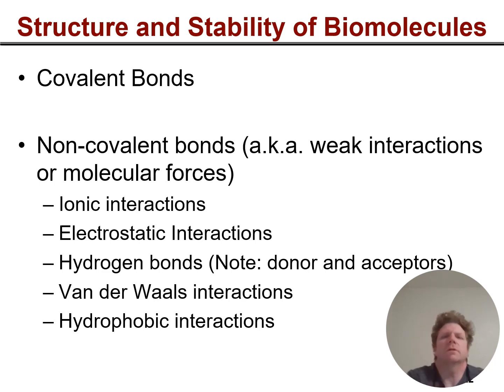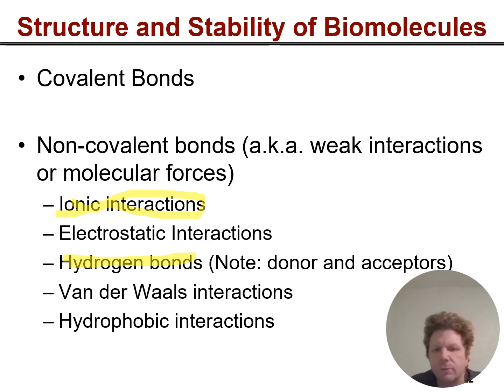Now, structure and stability of biomolecules. Covalent bonds are your strongest types of bonds. You can have multiple ionic interactions that give you a strong ionic bond, but I think it's helpful to go in with the mindset of, okay, covalent bonds are my strongest bonds. We've also got non-covalent bonds, or weak interactions: ionic interactions, electrostatic interactions, hydrogen bonds, van der Waals interactions, and hydrophobic interactions.